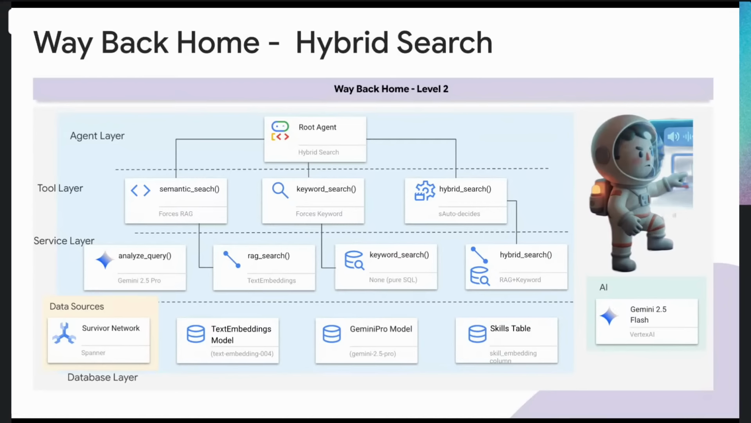At the bottom, we're creating this text embedding model and Gemini Pro model in Spanner. At the service layer, you're using this embedding model in RAG, keyword search, and hybrid search. Then we have the tooling layer that connects our services so the tooling has complete logic. And then we have the agent layer so that the agent can connect to the tools.